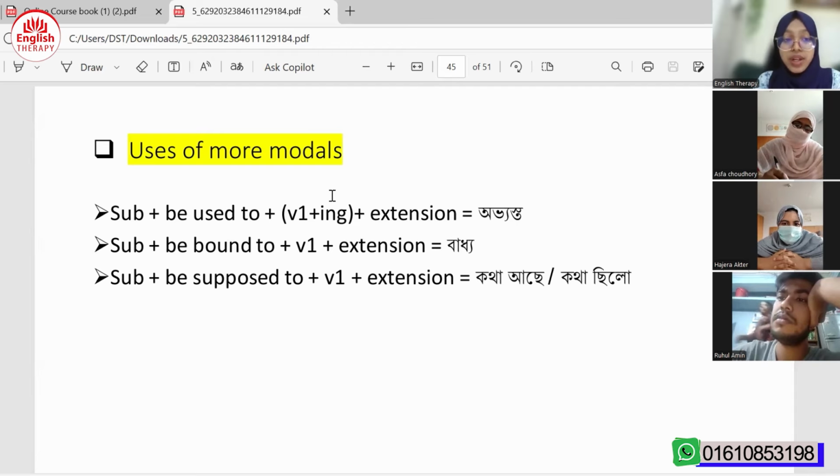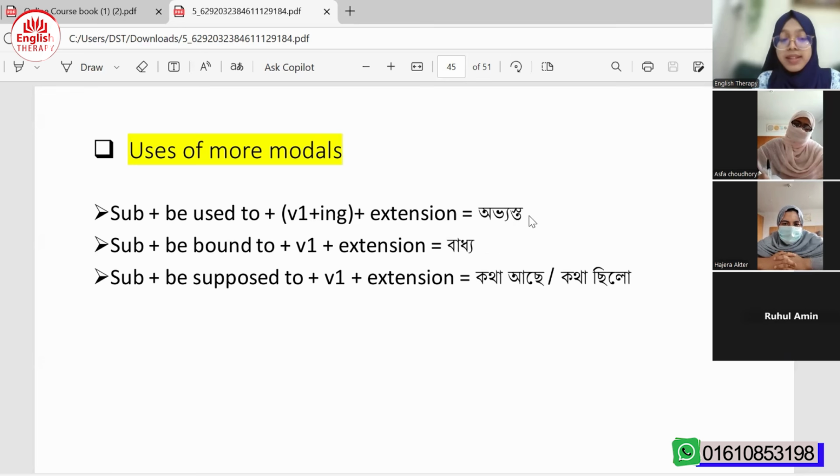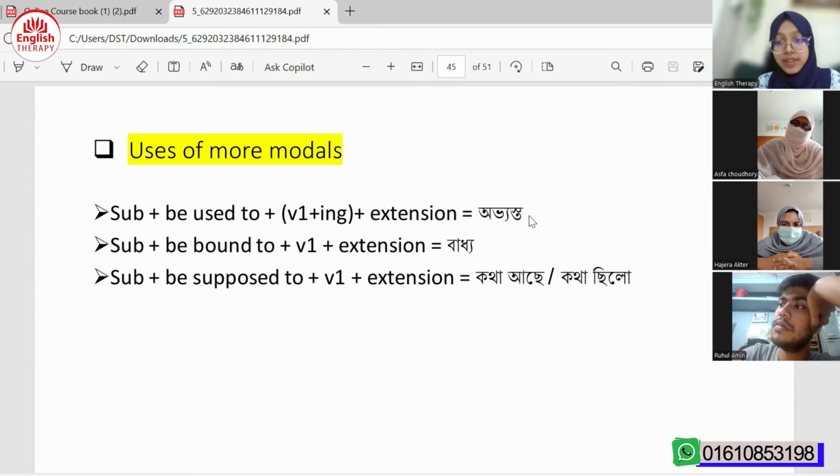By using this structure, what kind of sentence can we say? If you notice, the Bangla meaning is obhosto. That means in our past we did this work and nowadays we do this work also, right? It's my past habit, and also my current habit. So we call this type of thing our habit. For this type of sentence, we can use this structure, that is be used to.